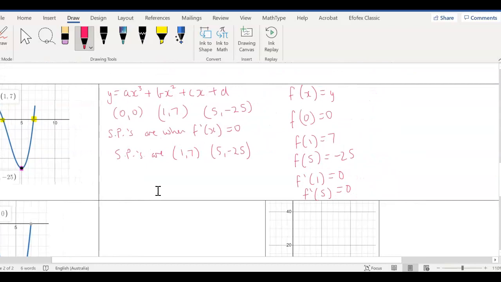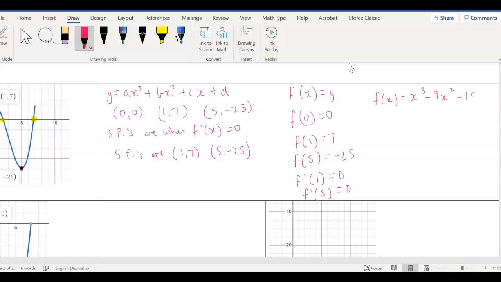So let's just maybe do that. f of x is equal to, so a was 1, so it's just x cubed minus 9x squared plus 15x. And then it was plus 0. Okay, so that's the equation of that cubic.